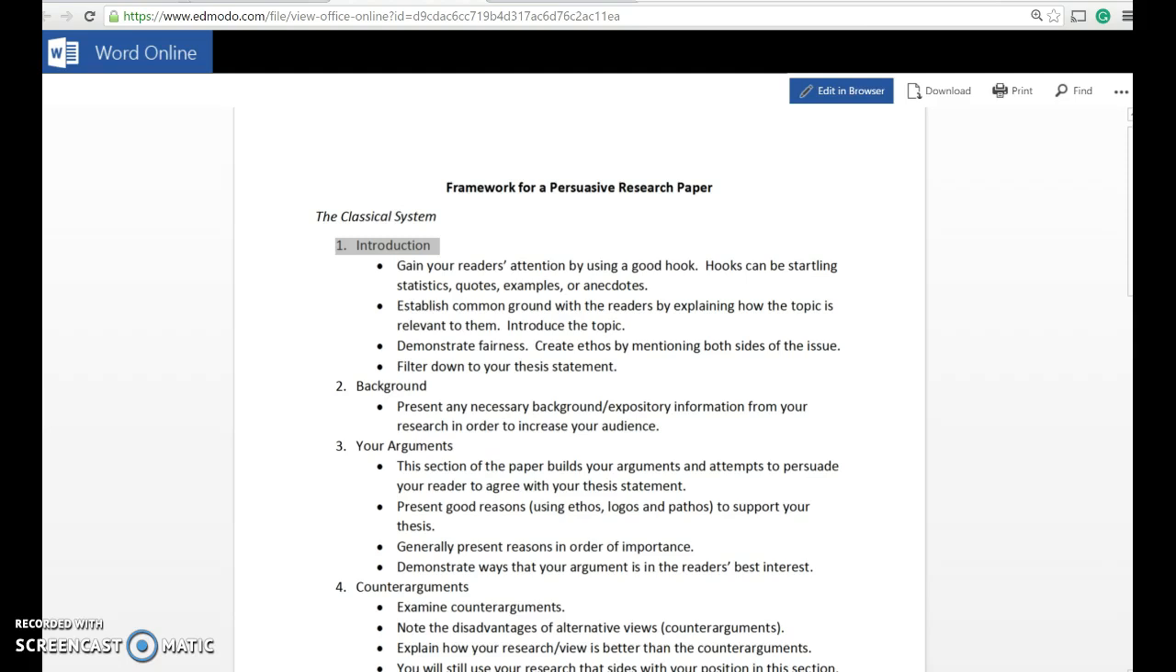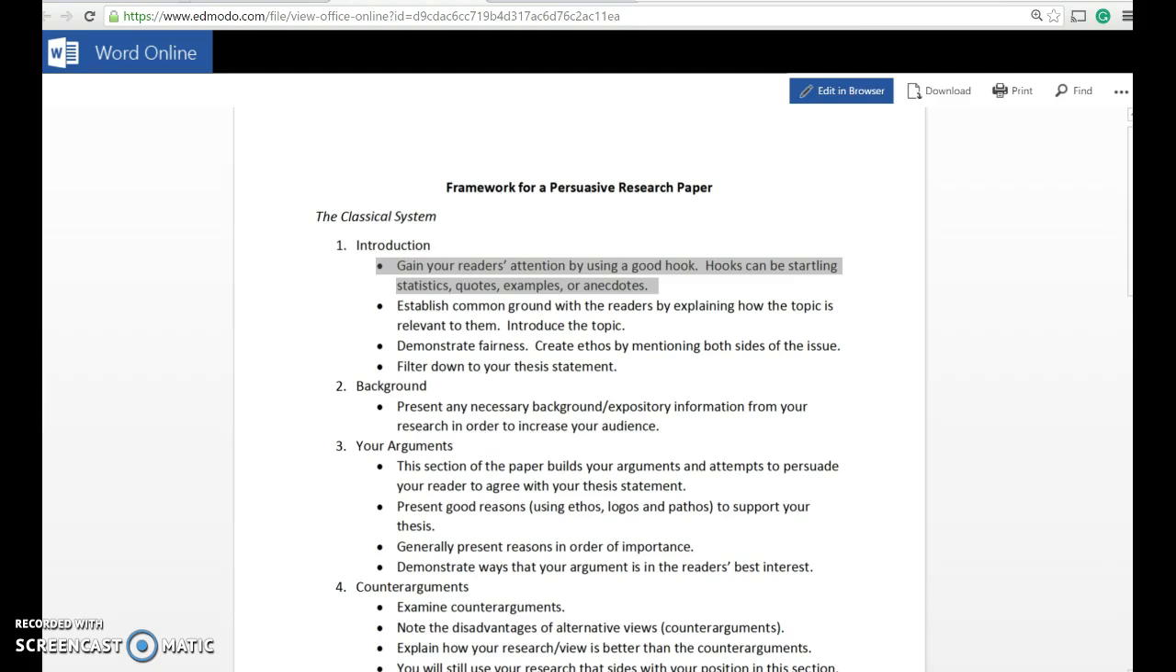So with that said, getting into the introduction, what you want to do at this point in time is similar to what you've been doing all year, but you're going to expand on it now. Basically, you're going to get your reader's attention by providing a very solid hook. These could be startling statistics, quotes, examples, or anecdotes. Anecdotes are short stories meant to entertain and also to inform.